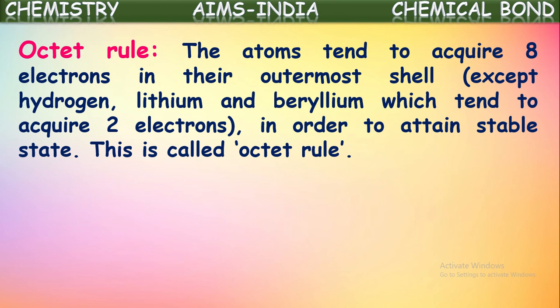Now let us see the octet rule. The atoms tend to acquire 8 electrons in their outermost shell, except hydrogen, lithium, beryllium, because they attain the nearest stable configuration, the duplet configuration. Okay, in order to attain a stable state, this is called the octet rule. So all the elements except noble gases will try to attain 8 electrons in their outermost shell and hence they become more stable. This attaining of 8 electrons in the outermost shell is called the octet rule.